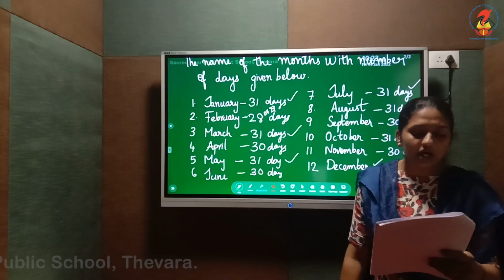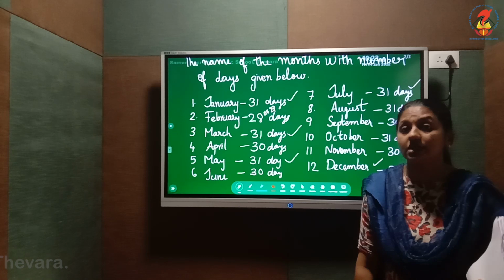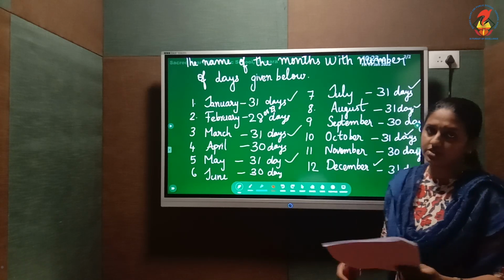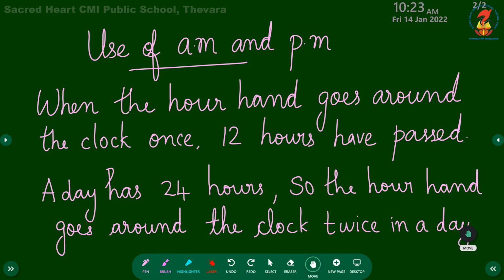How many days are there in the month of February in a leap year? It's 29 days. Okay, so the next topic is using AM and PM.